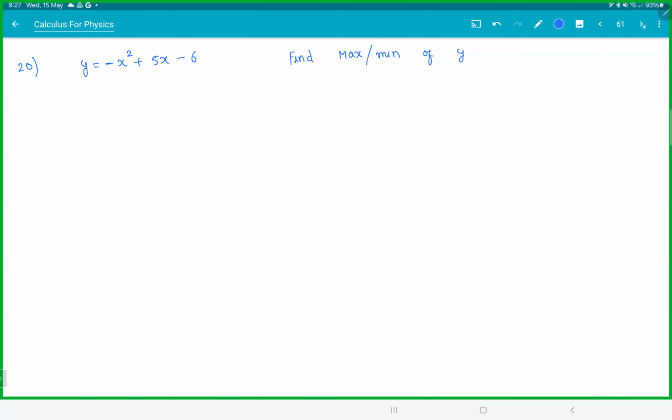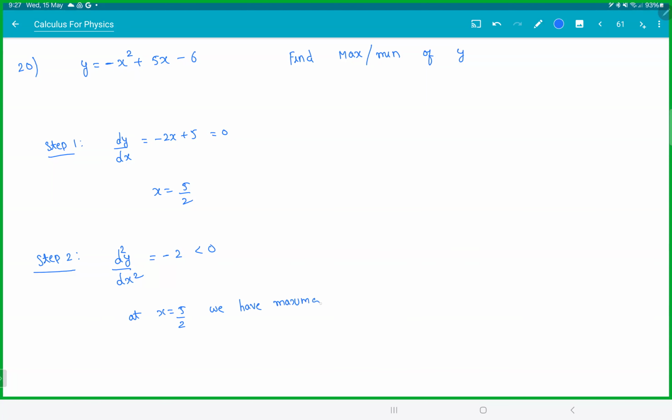Yeah, I think most of you got the same. So steps are the same. Step 1, differentiate. Minus 2x plus 5 is 0. So x is equal to 5 by 2. So there is a maxima or minima here. Step 2, differentiate this guy again. Differentiating minus 2x plus 5 gives minus 2, which is less than 0. That means that at x is equal to 5 by 2, we have maxima.